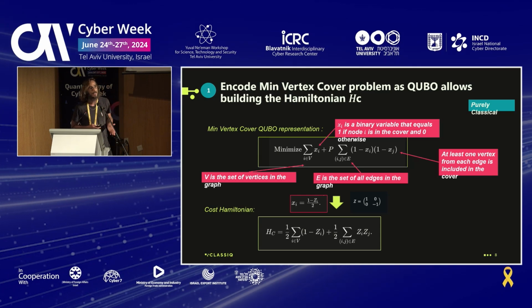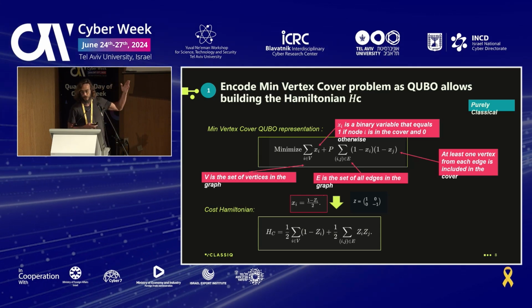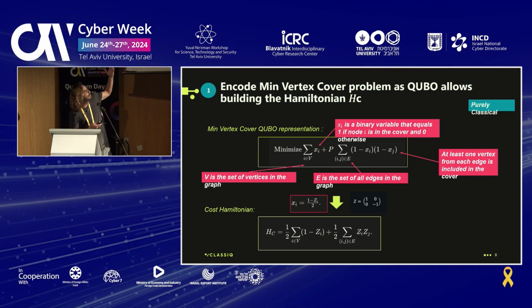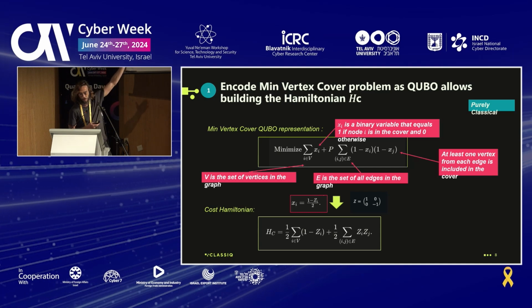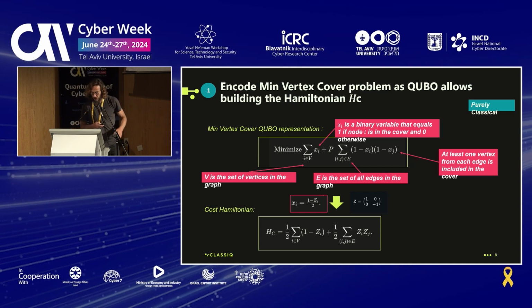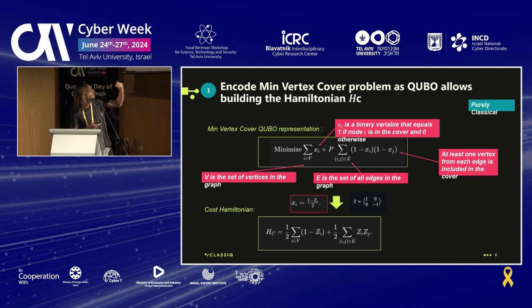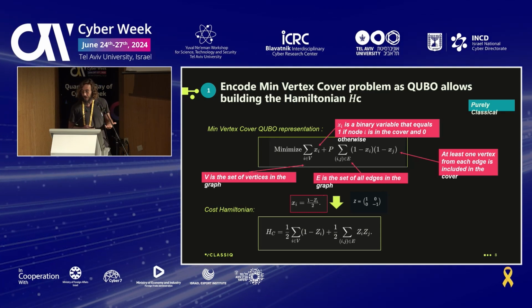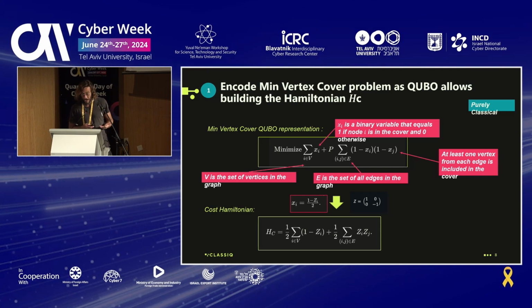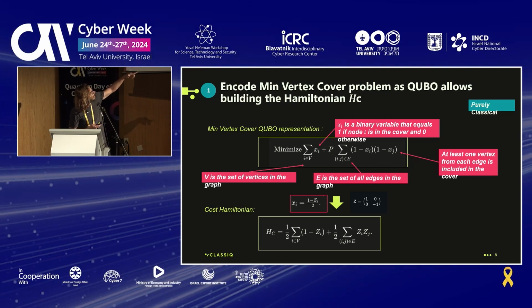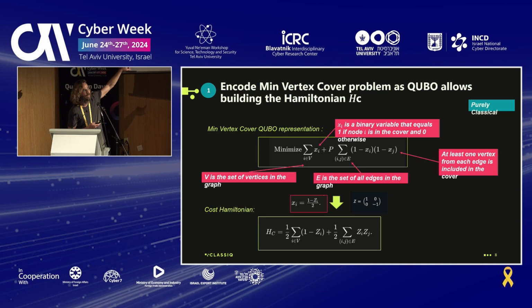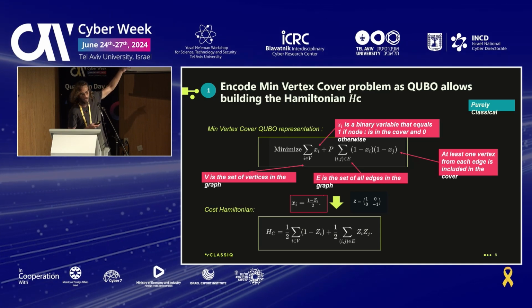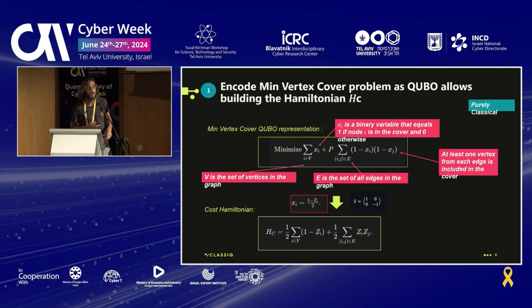This is all classical math, I won't go into it. But basically, the min vertex cover can be formalized as this quadratic expression. We're basically trying to minimize the set of vertices and make sure that at least one of the vertices from each edge is covered in the graph. And this can be mathematically transformed with a simple operation, which we won't go into, and we can obtain our Hamiltonian operator. So that's one.